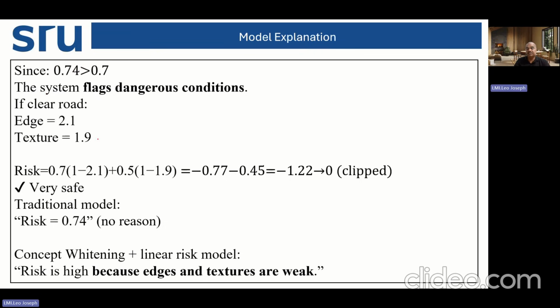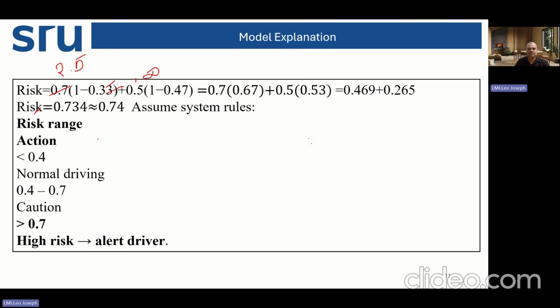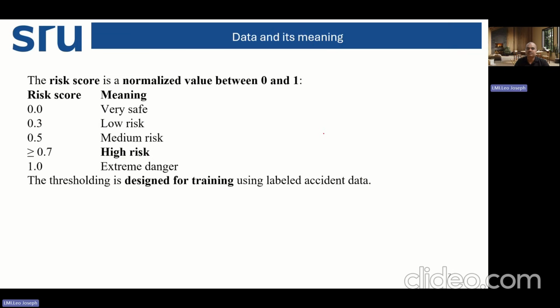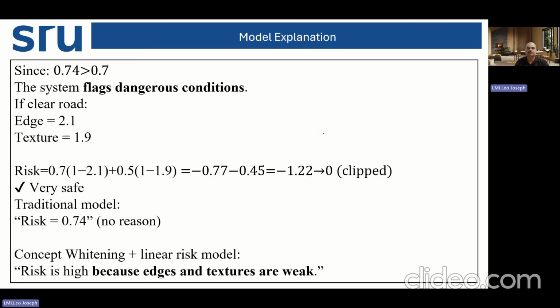Next, the system flags it as a dangerous condition, right? If the road is clear, edge is 2.1 and the texture information is 1.9. You can see here, instead of 0.33 and 0.47, now it is a clear road. Edge becomes strong, texture also became very strong. So what we are doing is the same computation: 0.7 into (1 minus 2.1) plus 0.5 into (1 minus 1.9). So you are getting minus 1.22. Minus 1.22 means we will make it 0. 0 means, by the rules we have assigned, it is very safe to drive. We have mentioned it, very safe to drive.